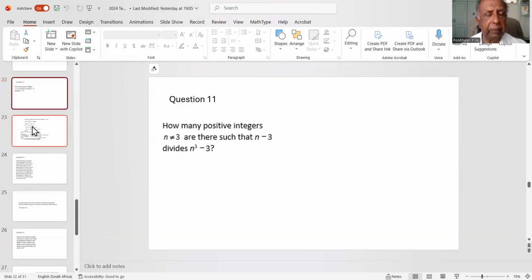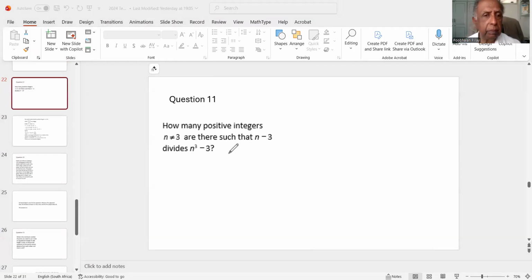Yeah, we go to question 11 now. So what does question 11 say? How many positive integers n different from 3 are there such that n minus 3 divides n cubed minus 3? Now, in these problems, there is a certain standard way of doing it. And I want to tell you what you do is step 1, you divide n cubed minus 3 by n minus 3.